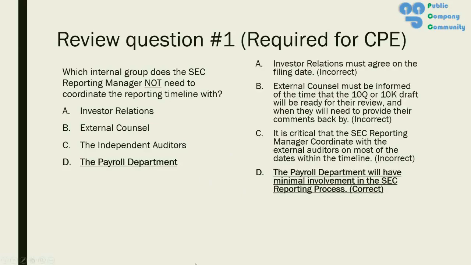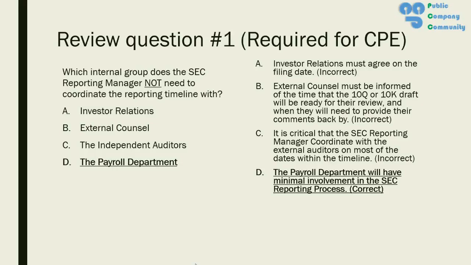So the answer is D, payroll department. That's the only department out of that list that we don't need to coordinate with. Investor relations, we definitely need to coordinate with because they need to agree on the filing date with us. External counsel, very critical that we coordinate with them also. They need to agree on the filing date.